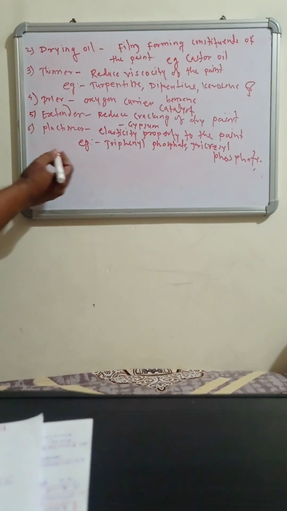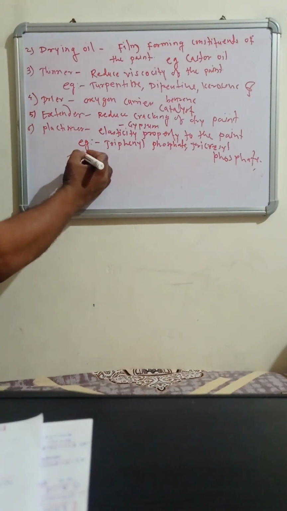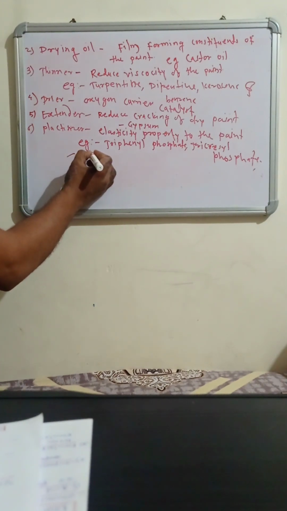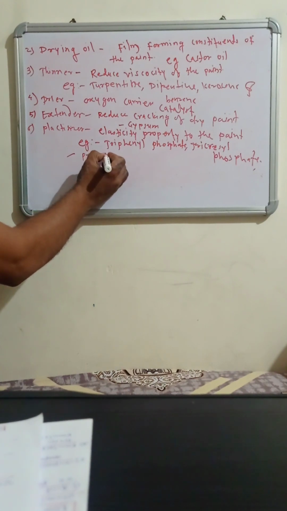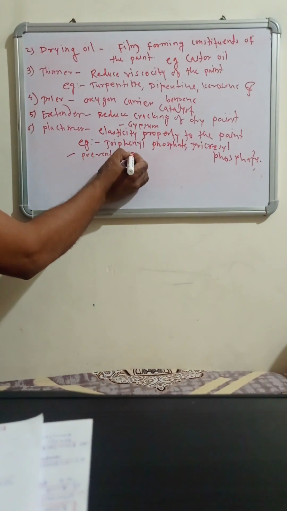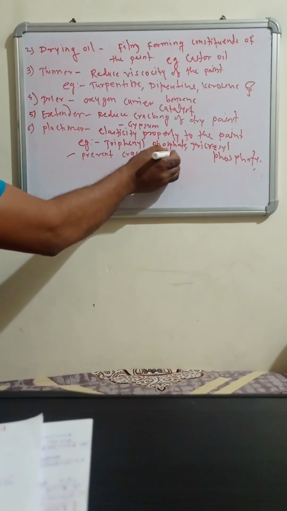So that's why if we use a plasticizer, it gives the elasticity property to the paint, means it prevents cracking of the film. ते काय करते की जी फिल्म आहे त्या फिल्मला क्रॅक होऊ देत नाही. सो इट प्रिव्हेंट क्रॅकिंग of the film.